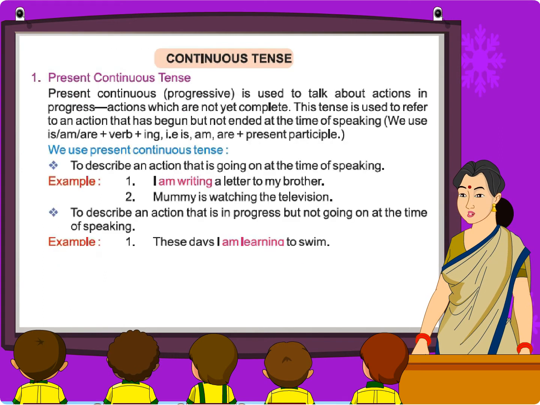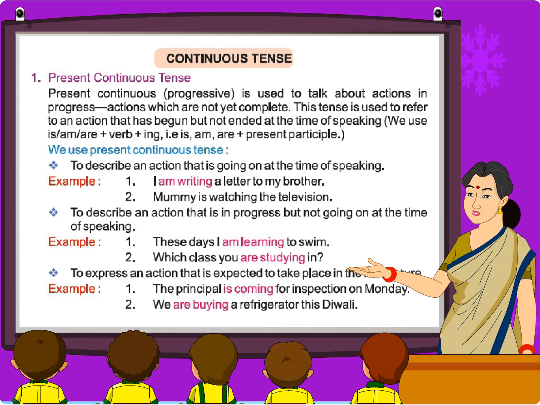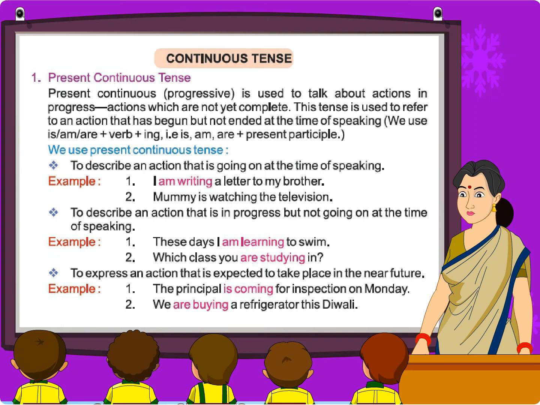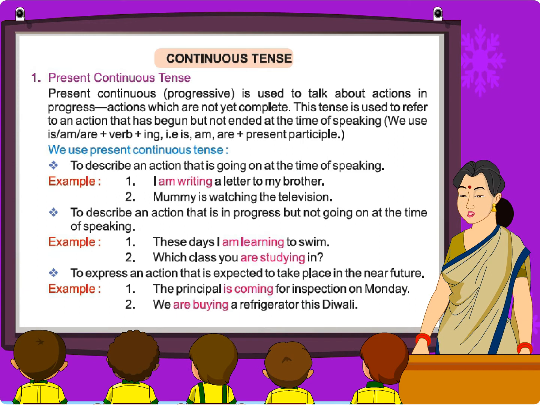Continuous tense. Present continuous tense. Present continuous progressive is used to talk about actions in progress, actions which are not yet complete. This tense is used to refer to an action that has begun but not ended at the time of speaking. We use is, am, are plus verb plus ing. Example, is, am, are plus present participle.